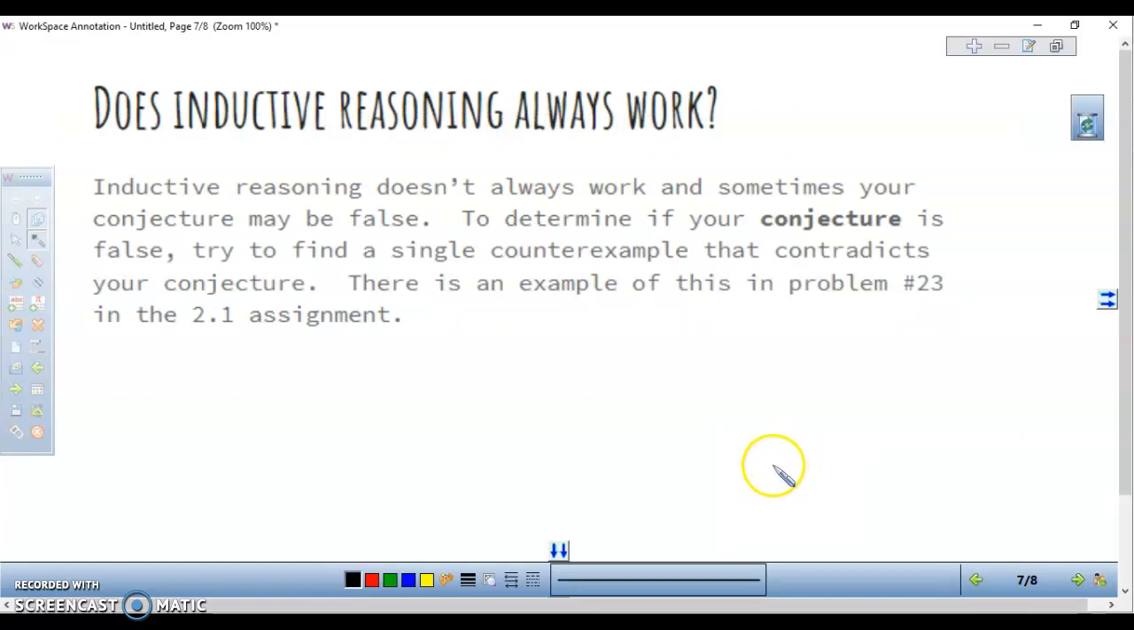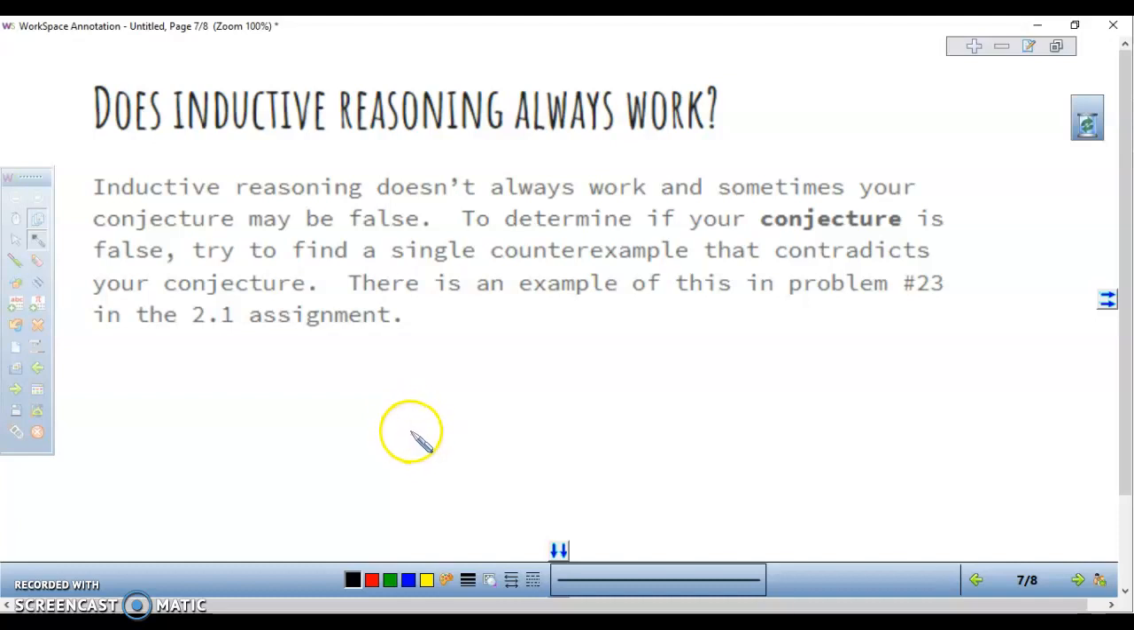Does inductive reasoning always work? Inductive reasoning doesn't always work. And sometimes your conjecture may be false. To determine if your conjecture is false, all you've got to do is try to find one single counterexample that contradicts your conjecture. All right? There's an example of this in problem 23 in the 2.1 assignment, when you look for a counterexample to an inductive reasoning situation.